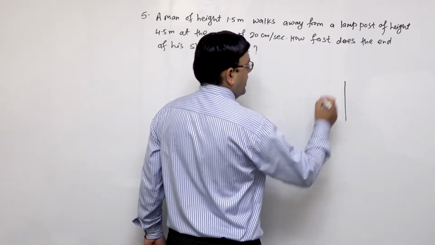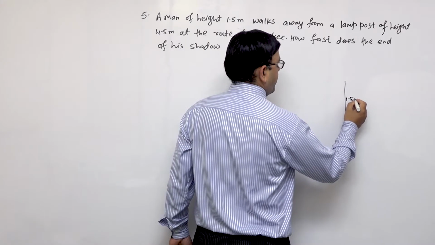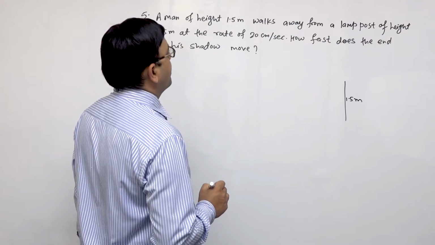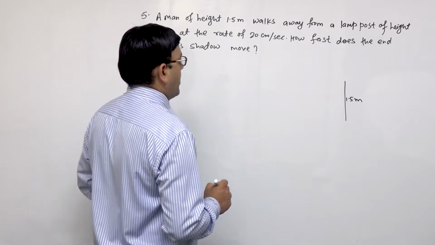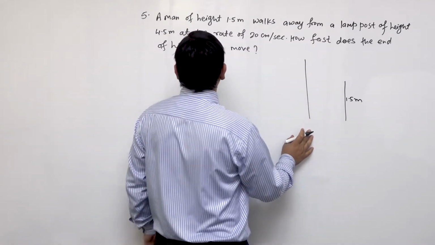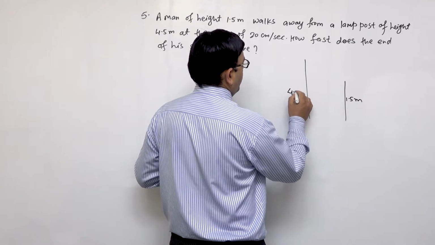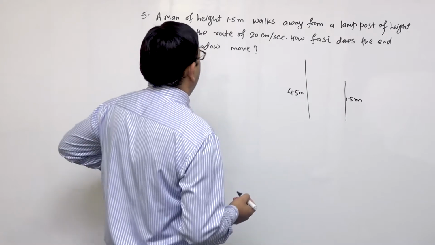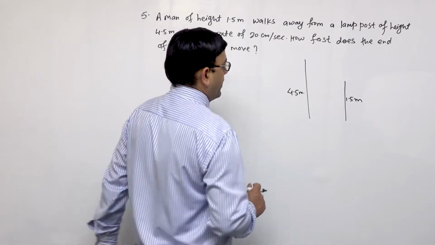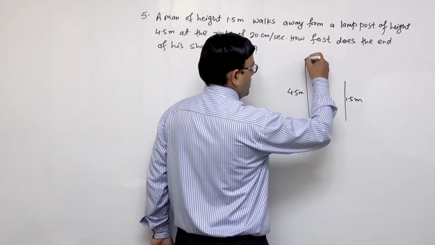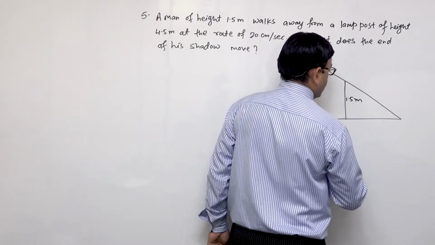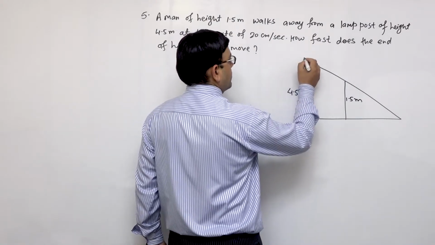Suppose this is a man whose height is 1.5 meter, walks away from a lamppost of height 4.5 meter. Suppose this is a lamppost of height 4.5 meter, at the rate of 20 centimeter per second. How fast does the end of his shadow move? Here is the shadow of this lamppost. Suppose it comes like this one, and here we see the shadow of this lamppost.